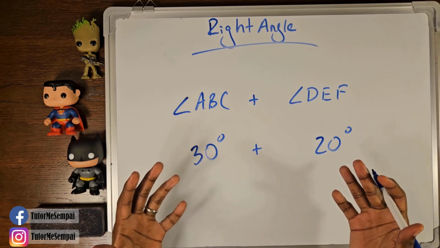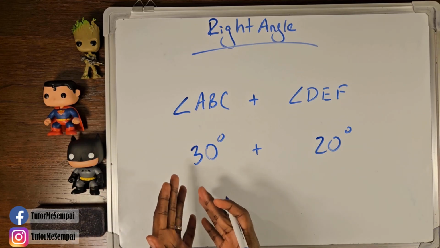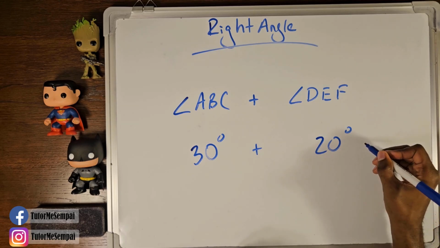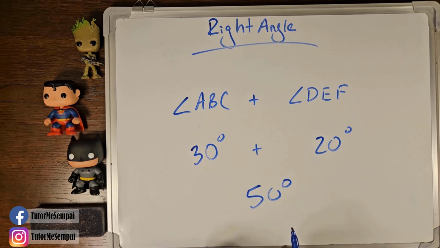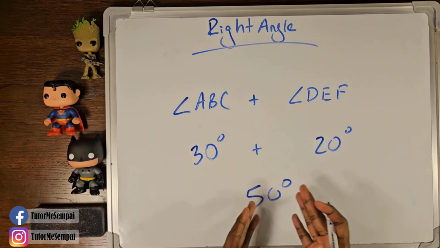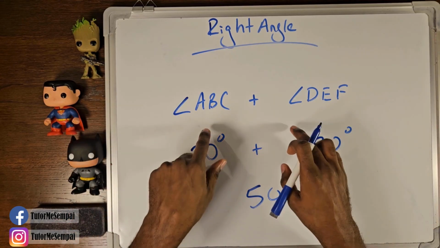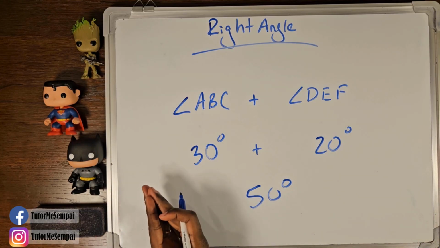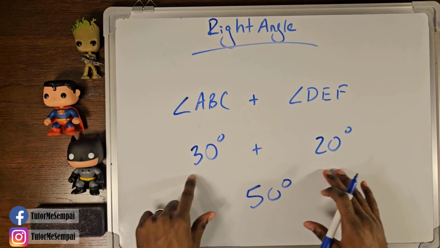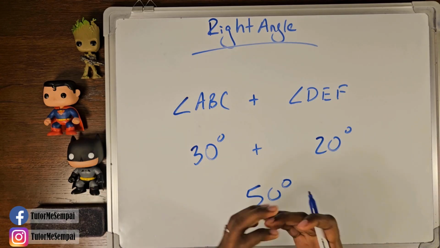Well, it's just going to be like adding your regular numbers. What's 30 plus 20? Well, that's going to be 50. So, since we're dealing with degrees, we know that the sum of these two angles will be 50 degrees. Just like you would adding regular numbers, that's how you add your angles.